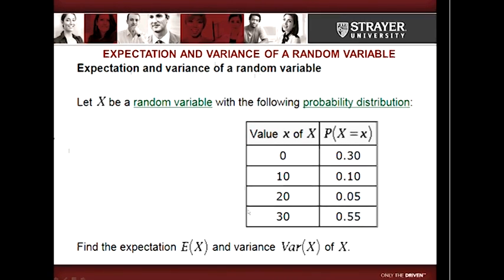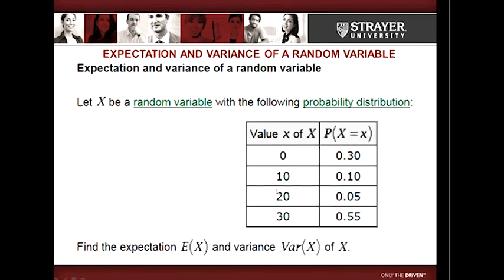So here we have a table. We're given some values of x and the probability that each one will occur. And you'll notice that these all add up to 100% or 1.00. For all probability distributions, the probabilities always have to add up to 1. So we're asked to find the expectation and the variance of our variable x.